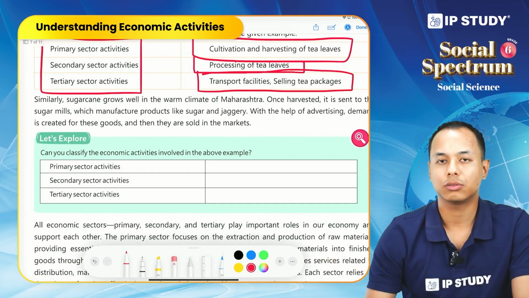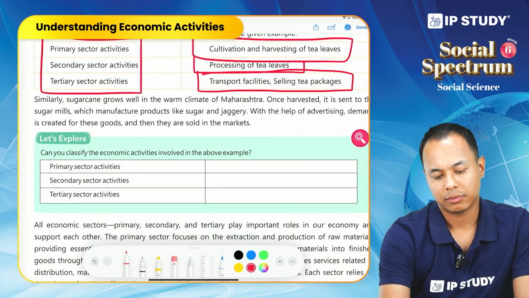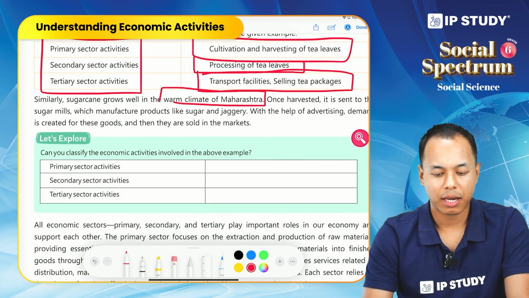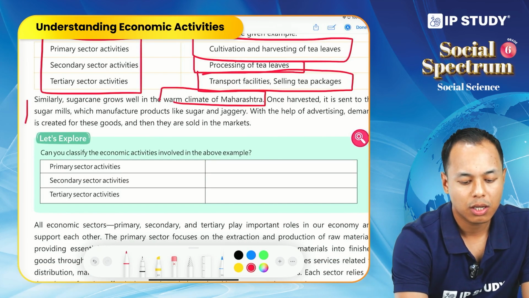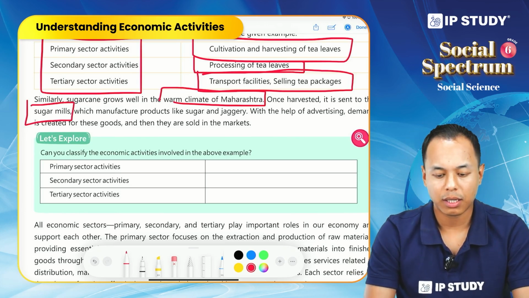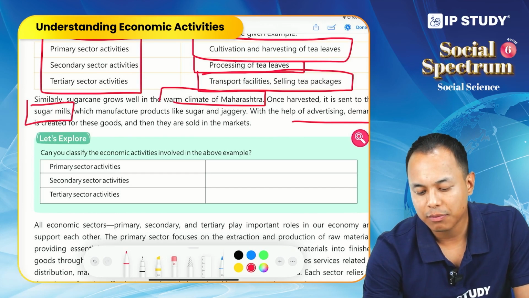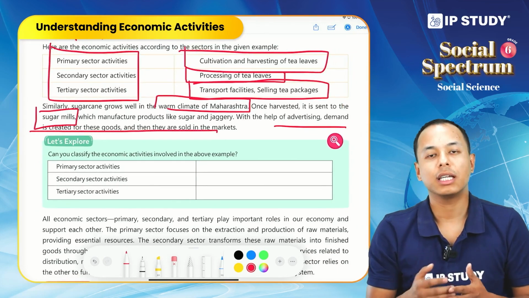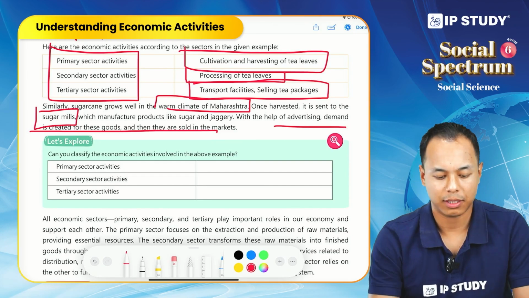Similarly, a sugarcane example has been given. In Maharashtra, it is grown in a warm climate. Once harvested, it is transported to a sugar mill, where it is manufactured into sugar and other products, and from there advertisement and every other service belongs to tertiary activity.